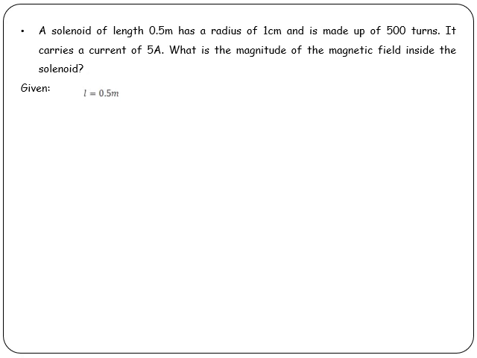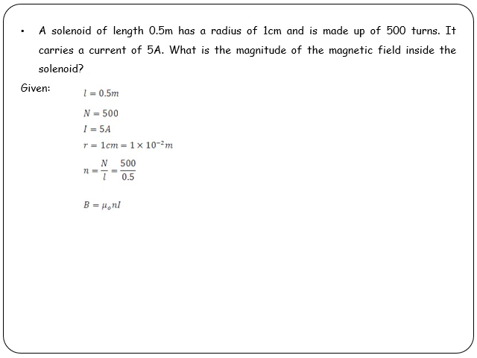So let's see what all is given to us. L, the length of the solenoid, is 0.5 meter. N, the number of turns made, is 500 turns. I, the current flowing, is 5 ampere. Radius is 1 centimeter. We have to convert it to SI unit, that is meters. So 1 into 10 power minus 2 meter. Small n is capital N divided by L. Number of turns per unit length is 500 divided by 0.5.